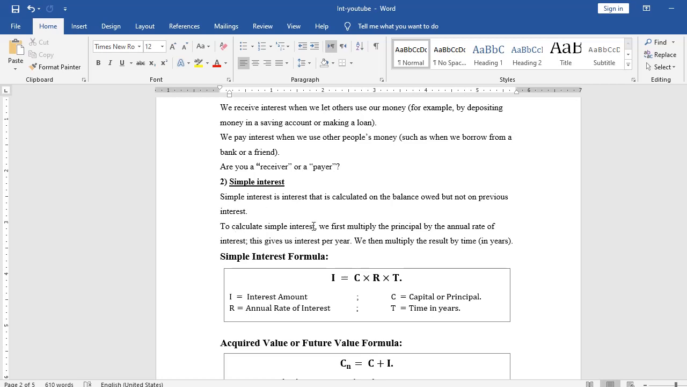To calculate simple interest we first multiply the principal by the annual rate of interest. This gives us interest per year. We then multiply the result by time in years. Okay.